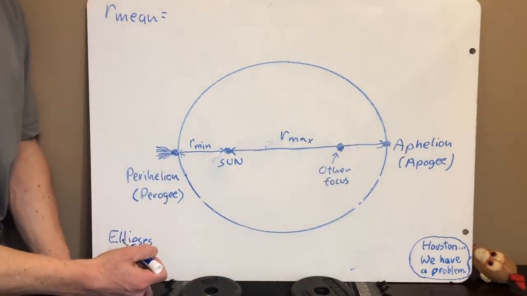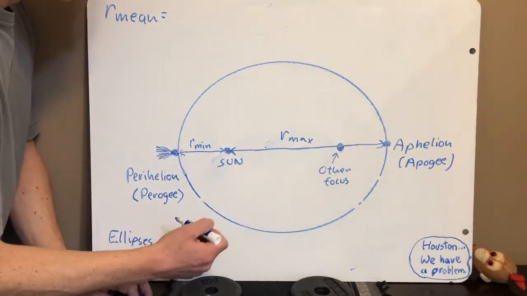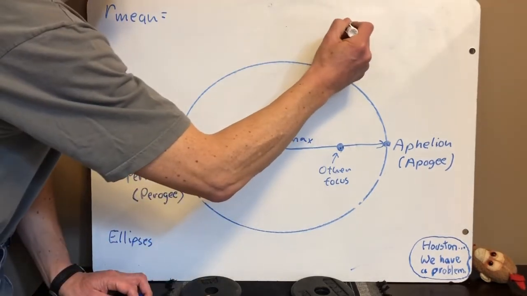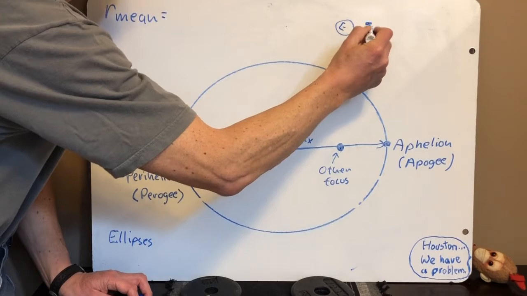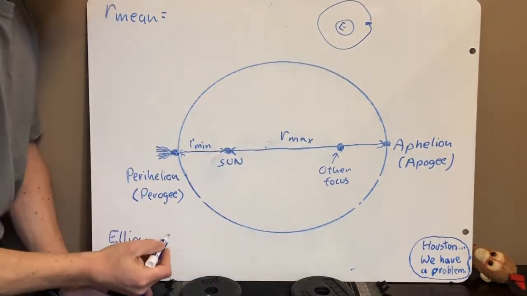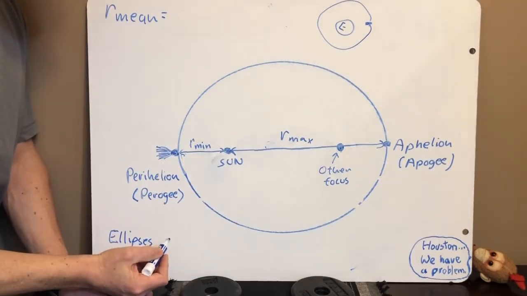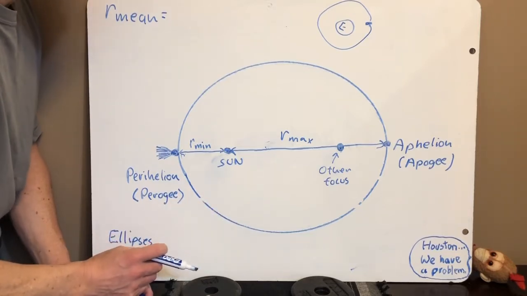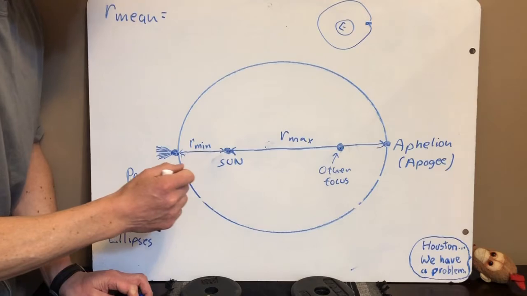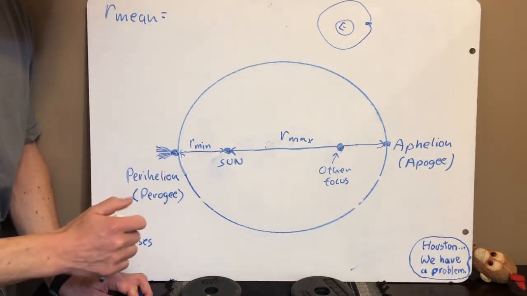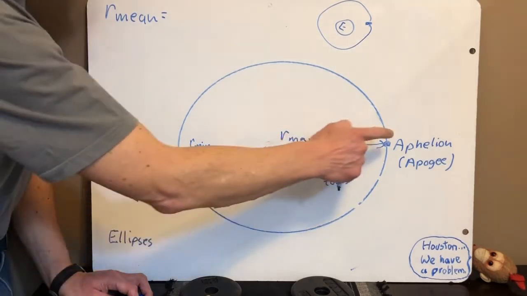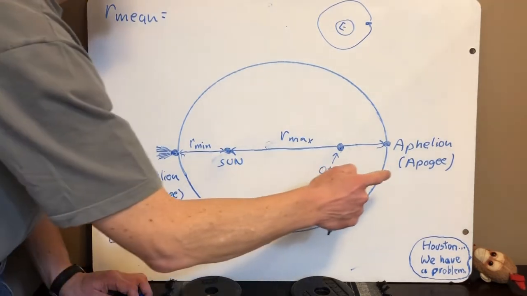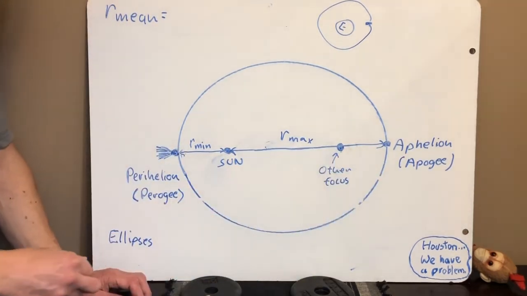If we're talking about a non-solar orbit, like for example, say a satellite orbiting the Earth, or let's say a space probe orbiting Mars, if you're talking about a non-solar orbit, instead of using the terms perihelion and aphelion, then you use the terms perigee and apogee.